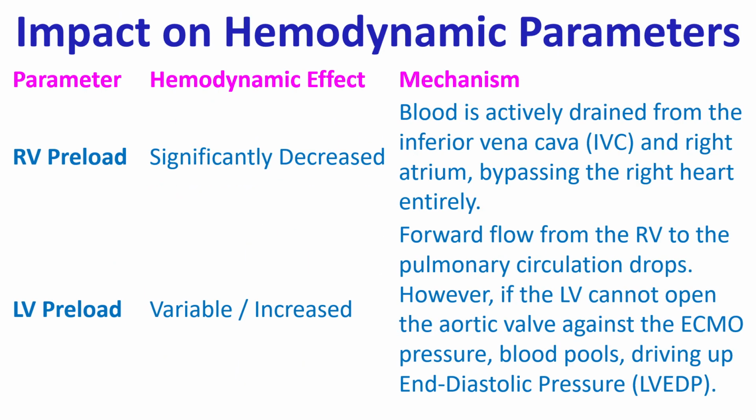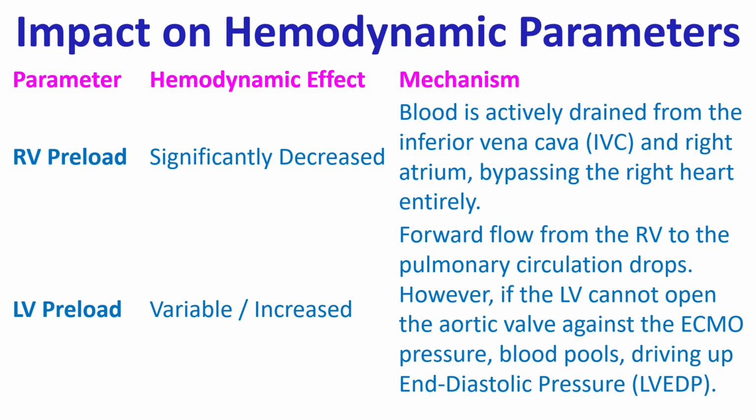Initiation of veno-arterial ECMO creates immediate and opposing effects on the right and left sides of the heart. RV preload is significantly decreased. Mechanism: blood is actively drained from the inferior vena cava and right atrium, bypassing the right heart. LV preload is variable or increased. Forward flow from right ventricle to pulmonary circulation drops.